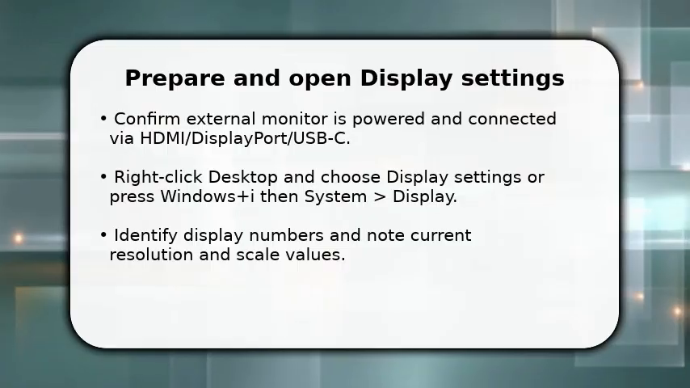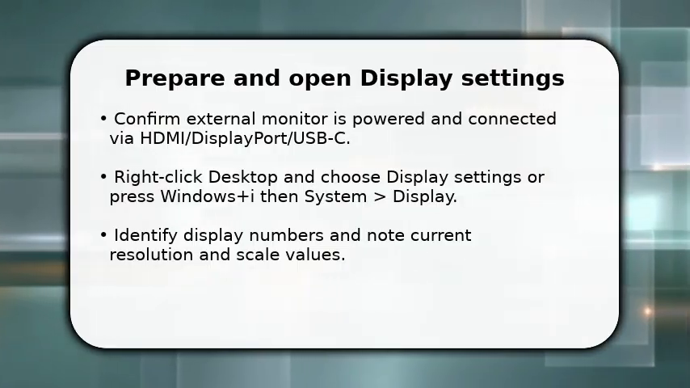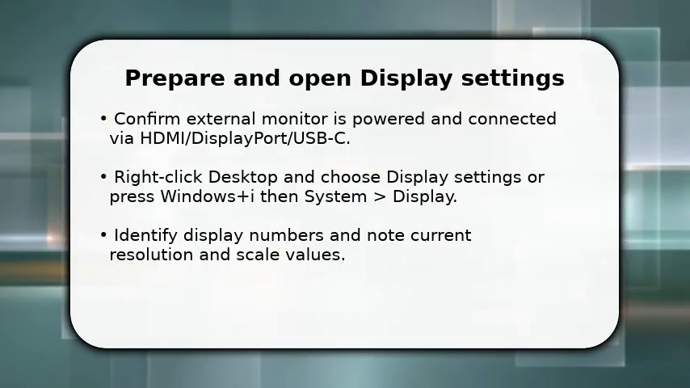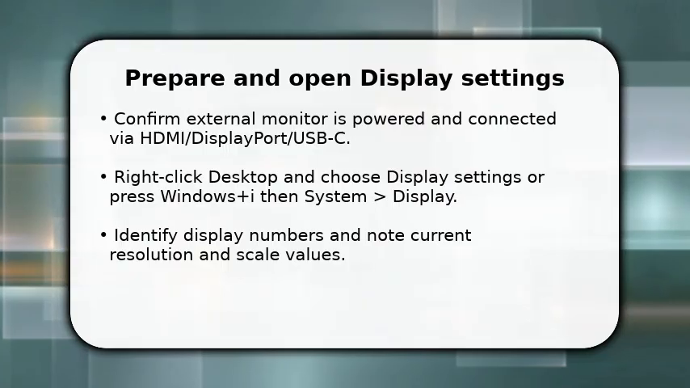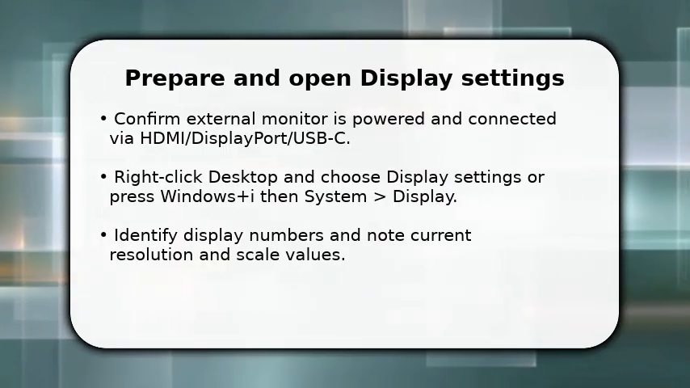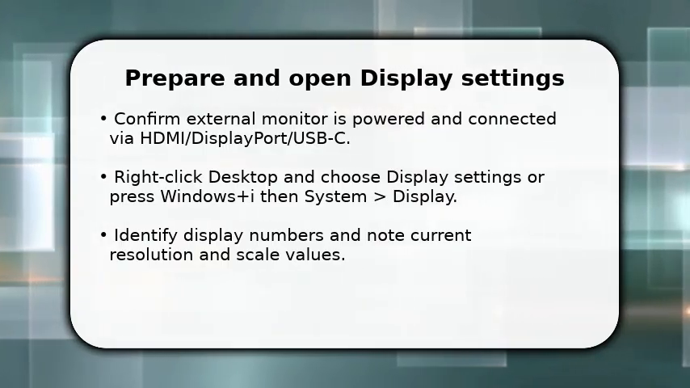Enjoy the video. You'll start by confirming the physical setup. Make sure your monitor is on and cables are securely attached. Once done, open Display Settings, right-click the desktop or press Windows plus I and go to System Display.